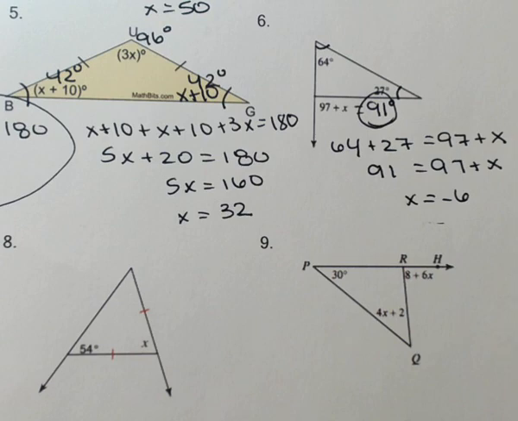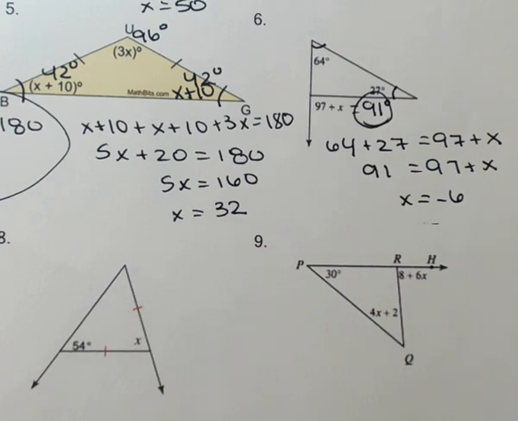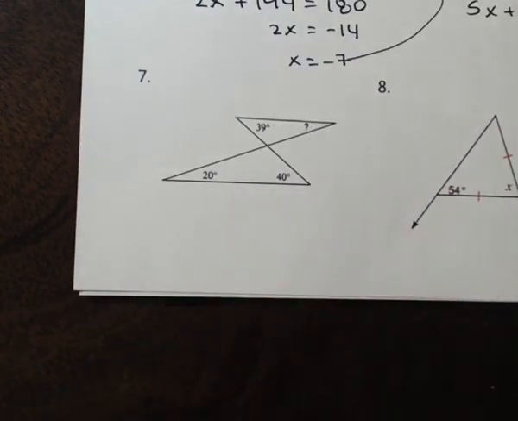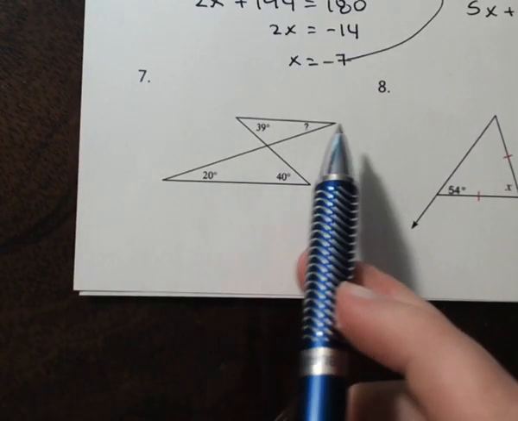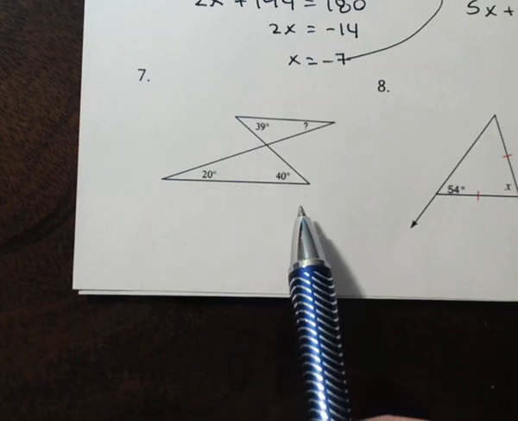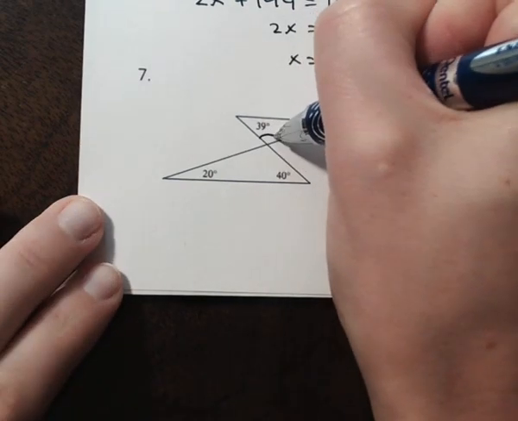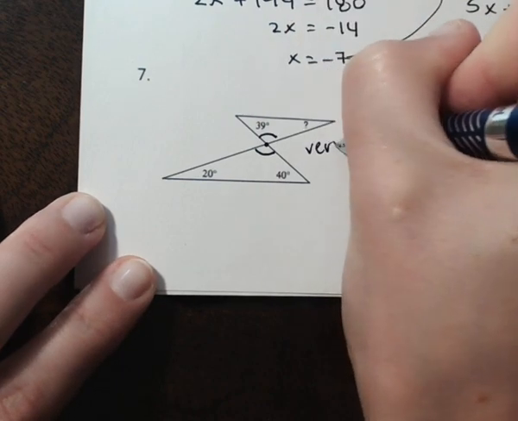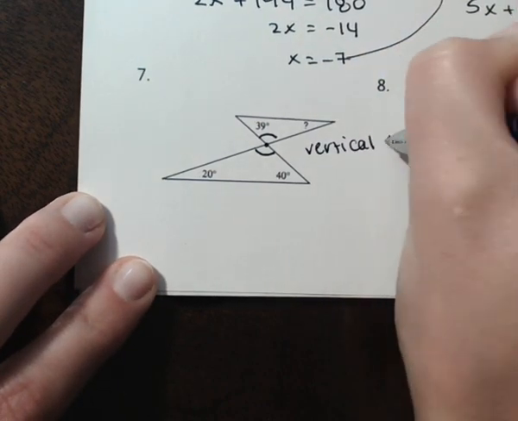Okay, I'm going to skip around here. Again, I'll put up the answer key for all of these, but looking at number 7, this one looks a little different. We have a bow tie looking shape here with two triangles. This is going to tell us that these two angles that share the same vertex are called vertical angles. So they're going to be the same.